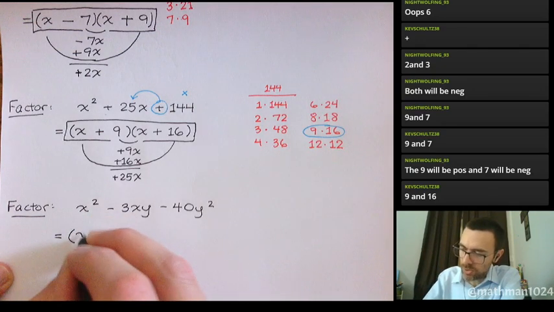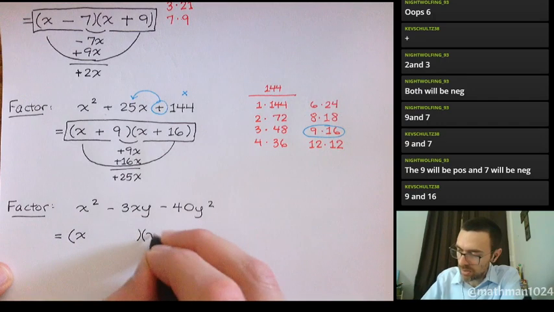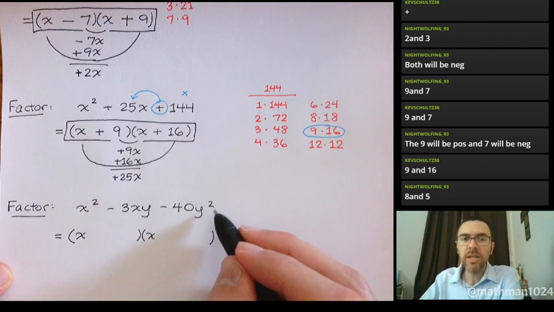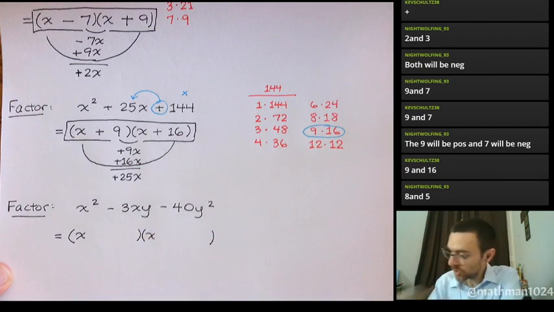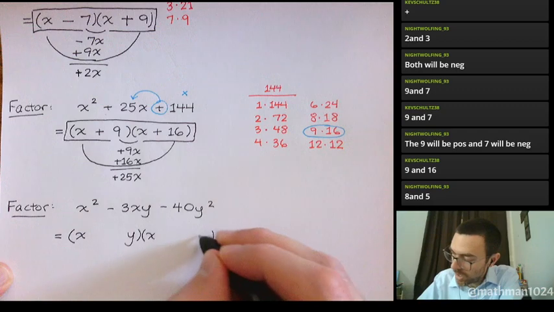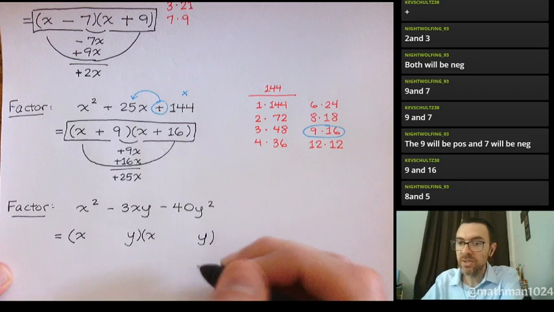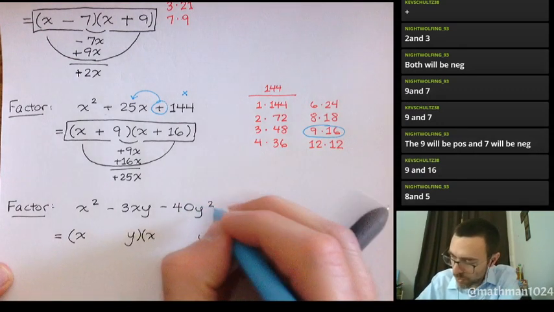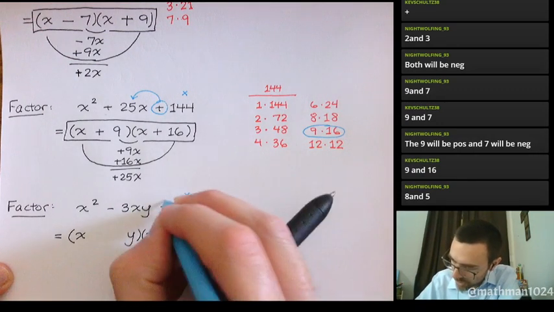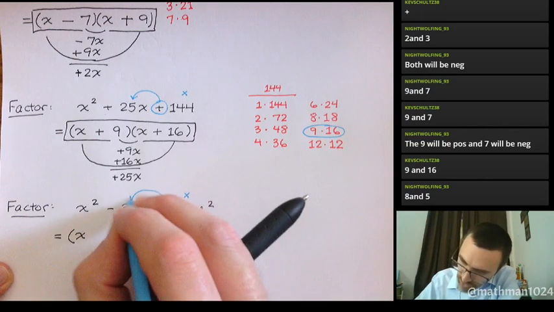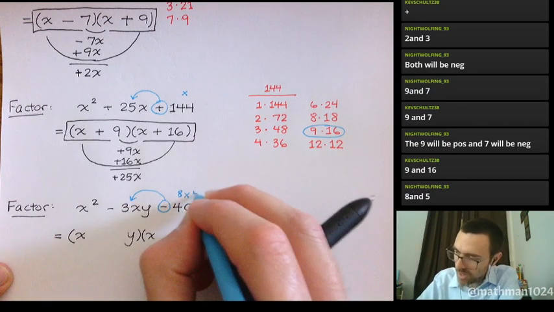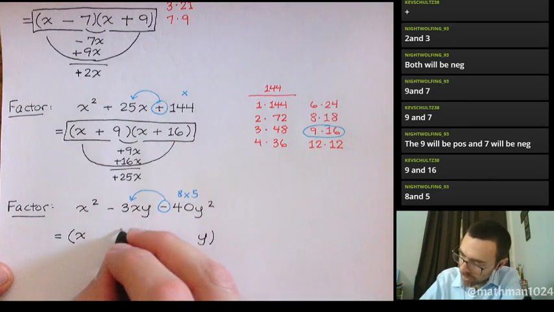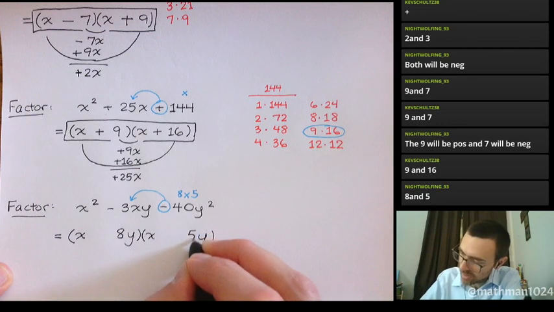X squared is still going to break down as x times x. Not only that, but with the 40y squared, the y squared is going to break down just like the x squared does, and it's going to go y and y. And as Nightwolf is saying in the chat, we're going to use 8 and 5, because kind of ignore the y for a moment. What are factors of 40 that subtract to 3? And yeah, that's going to be 8 and 5. Now you can say 8 and 5, 5 and 8, doesn't really matter. So let's say 8 and 5 like that.